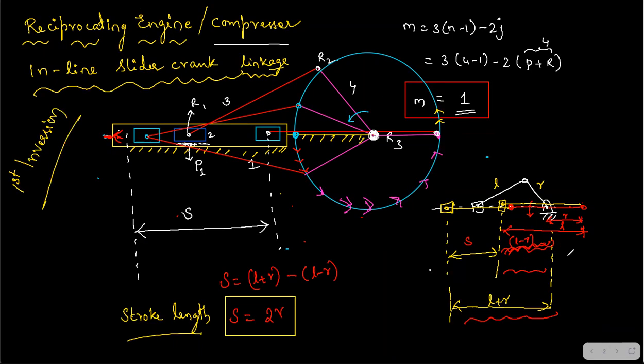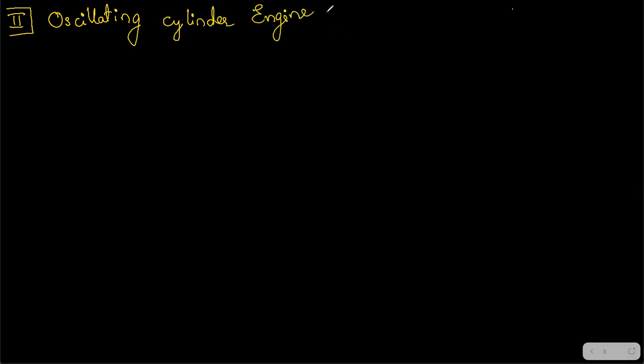Fine. Okay, now next, let's discuss the next inversion. Now the second inversion, inversion 2. So this is the oscillating cylinder engine mechanism.